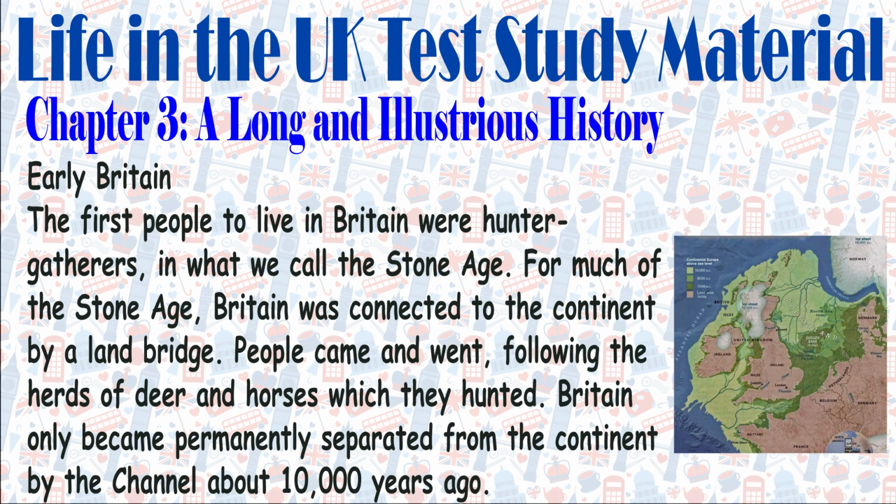Early Britain. The first people to live in Britain were hunter-gatherers, in what we call the Stone Age. For much of the Stone Age, Britain was connected to the continent by a land bridge. People came and went, following the herds of deer and horses which they hunted. Britain only became permanently separated from the continent by the Channel about 10,000 years ago.